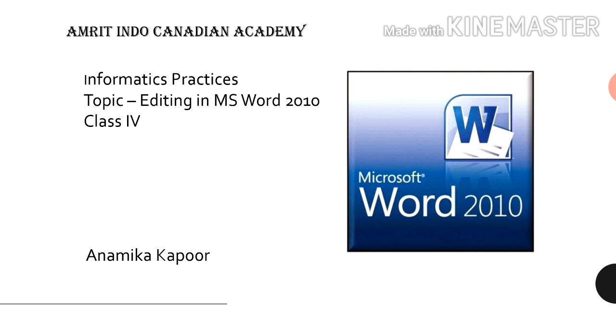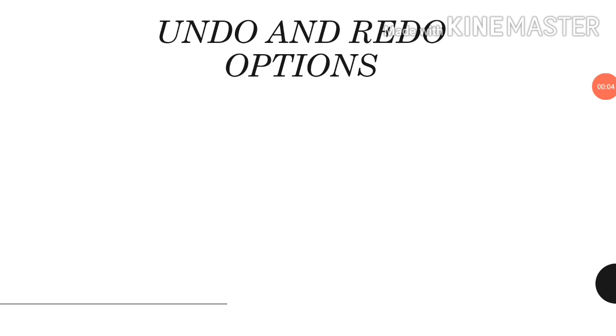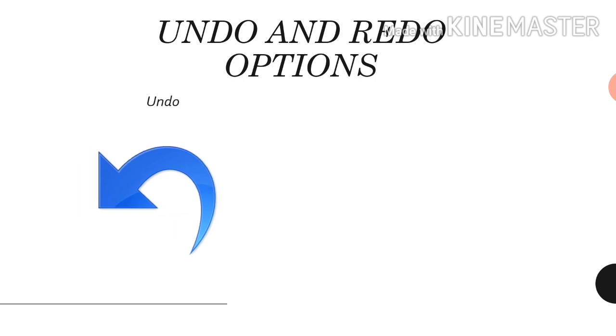Now in this video we will discuss more topics. Students, do you know how to undo and redo an action in MS Word? Now first let us talk about undo. In MS Word, undo is used to cancel a command given earlier. In order to undo, click the undo button on the quick access toolbar.